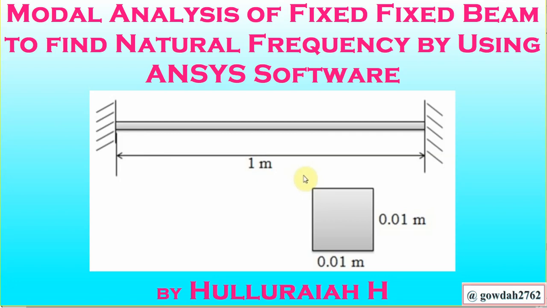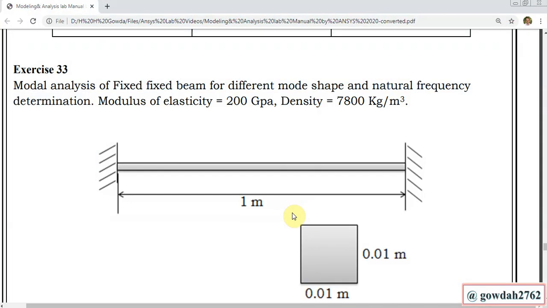Hello friends, today I am going to explain and show how to solve the modal analysis of a fixed beam for different mode shapes and natural frequencies. The modulus of elasticity is 200 GPa. The density is 7800 kg per meter cubed. A beam of cross section 0.01 meter by 0.01 meter has a length of 1 meter, fixed at both ends. For this given beam, how do we find the natural frequency and mode shapes?